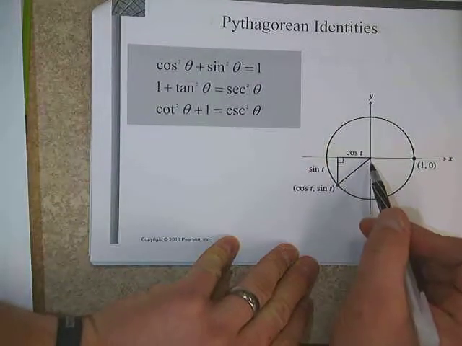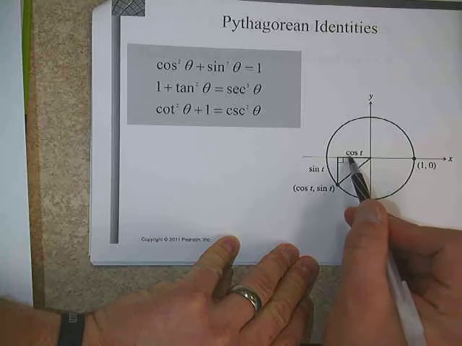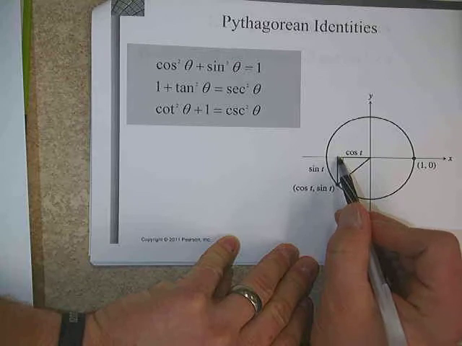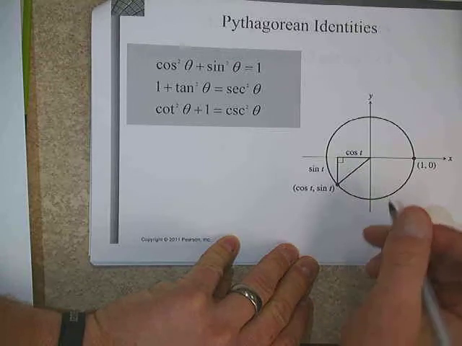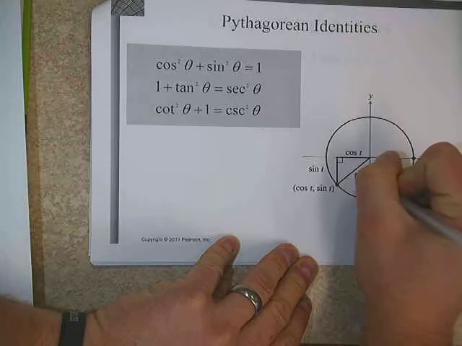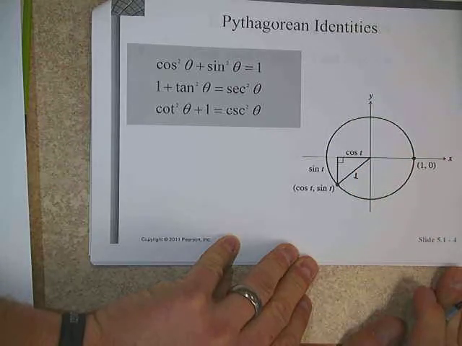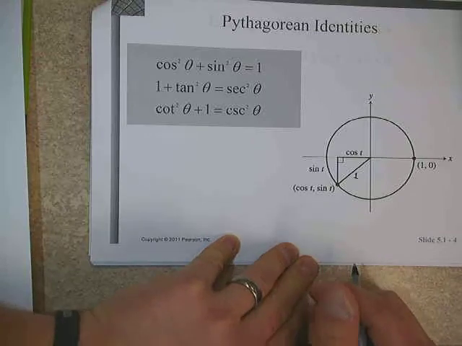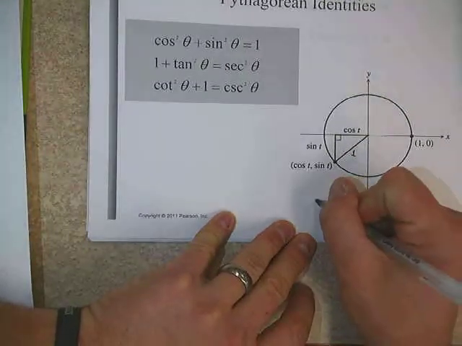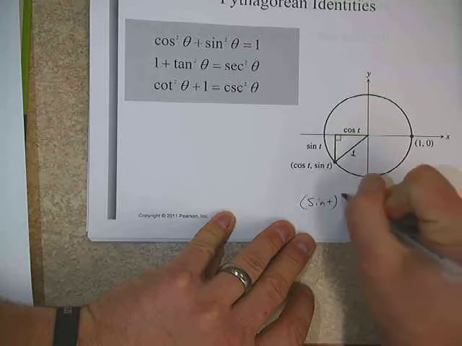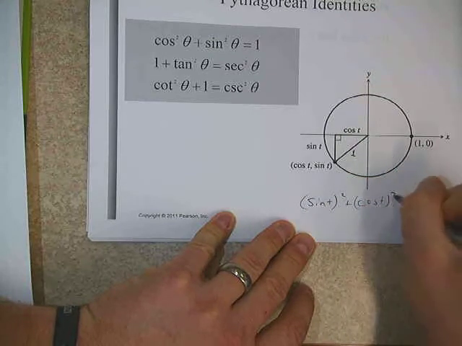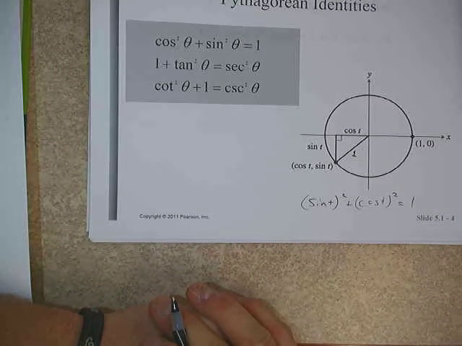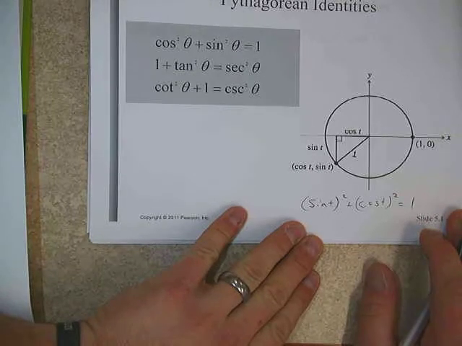Fair enough? Okay. So if I look at the triangle created by choosing a point on the unit circle, it's always going to be a right triangle. It always has one leg cosine, one leg sine, and the hypotenuse is always going to equal what? 1. Because this is a circle with a radius of 1, no matter what point we choose. So by the Pythagorean theorem, couldn't I take the sine of t squared plus the cosine of t squared and have it equal 1? That should be true every time, shouldn't it?